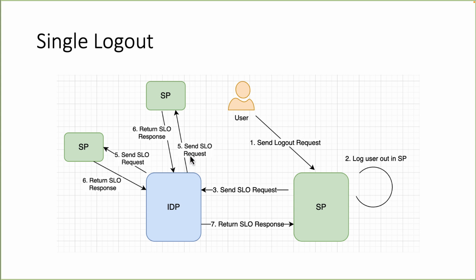All this will go in parallel for the other applications. Each application will receive the single logout request, kill the user session for each SP, and return the SLO response to the IDP. Once the IDP receives those responses, it will return a final SLO response to the SP, so that the SP knows the SP initiated logout has been fulfilled. Okay, so this is the ideal workflow.